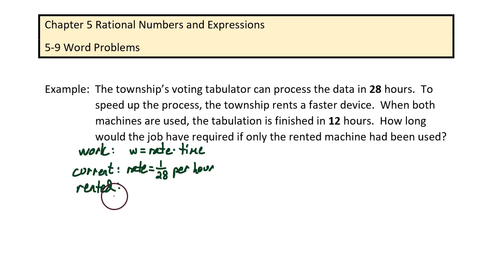Now let's consider the rented machine. We don't know the rate of the rented machine. In fact, that's what we're asked. How long does it take if you only use that machine? So let's use the variable t to represent the number of hours that that machine takes. Its rate is 1/t per hour.